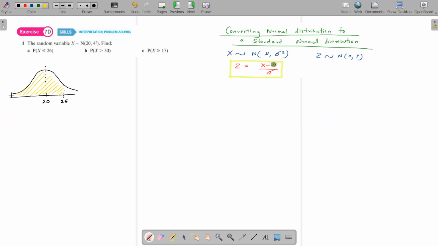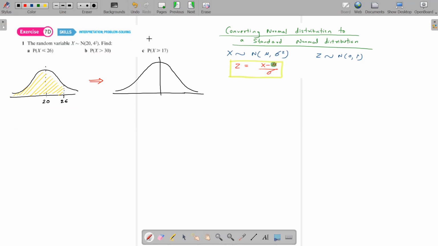Okay, but you don't have a table with mean value 20, right? We only have the standard normal table with mean value 0. So this doesn't work, guys. What you need to do is convert this normal distribution from a mean of 20 to a mean of 0, and from a variance of 4 squared to a variance of 1. So we need to do the conversion.